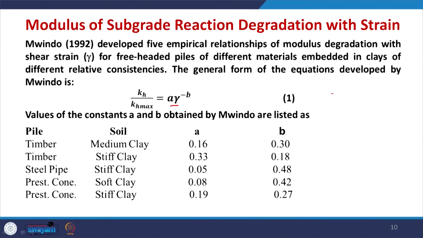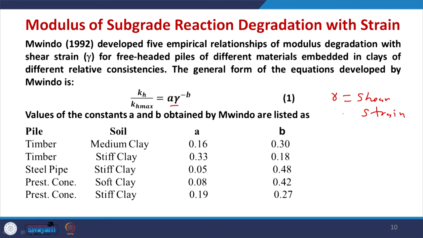And this is a function of gamma. Gamma in this equation is the shear strain. So as the value of shear strain changes, this value of KH will keep changing.